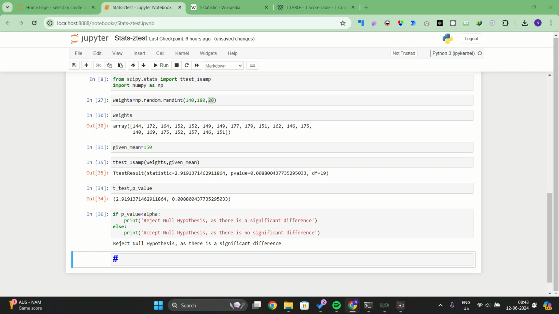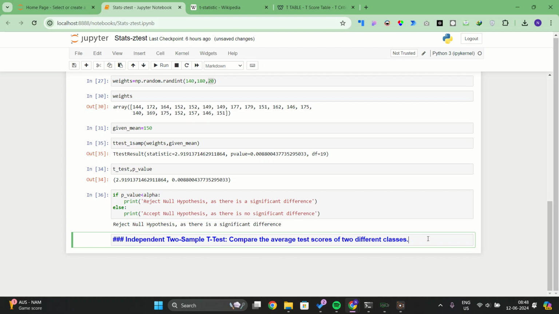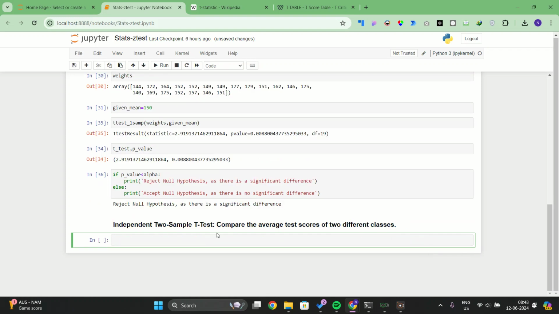So basically, two sample t-test is where you're comparing means of two independent samples. So here we are going to compare test scores of students from two different classes. So we have class A and class B, or class 1 and class 2, and we are going to compare their scores with respect to the two sample t-test.